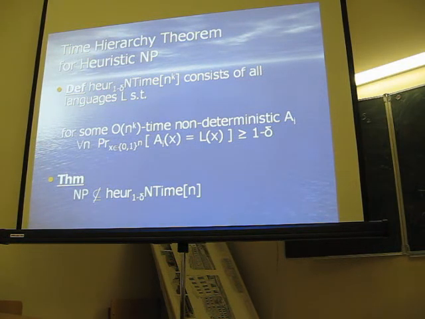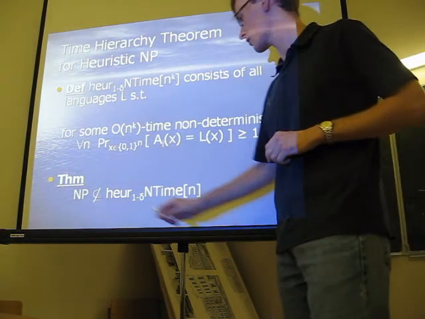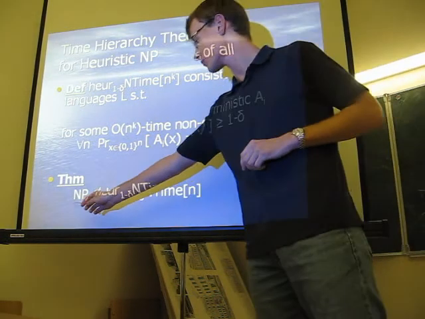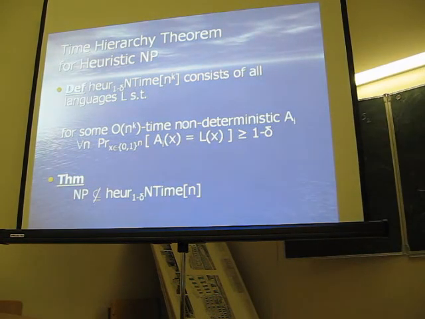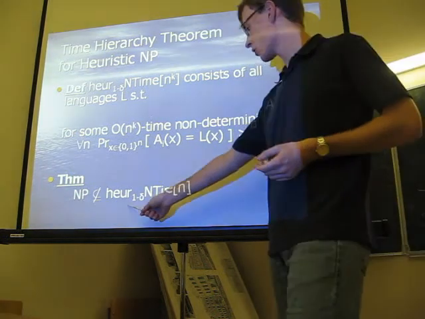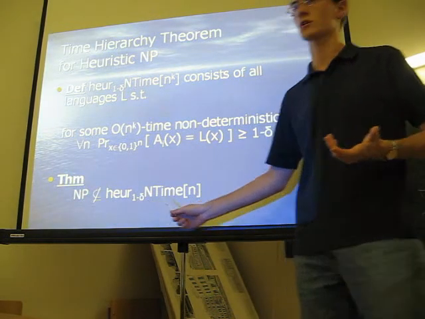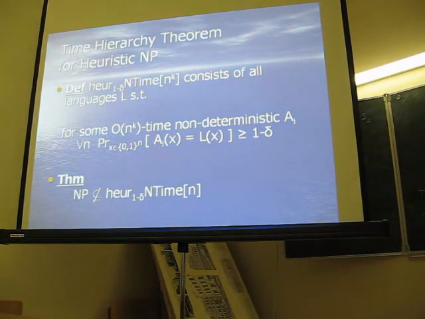And now, we have the following theorem, which says that there exists a language recognizable in polynomial time by a non-deterministic machine, but is not recognizable in linear time by a 1 minus delta non-deterministic heuristic, for any delta less than 1/2. It's important. It's no more than 1/2.